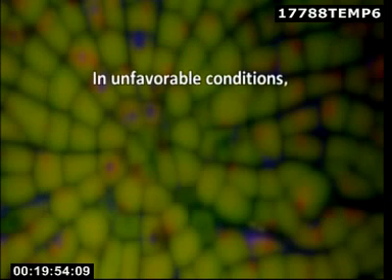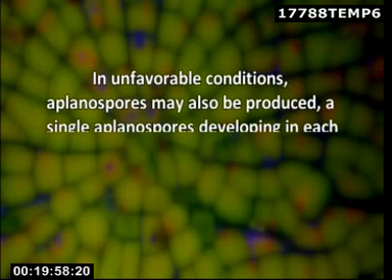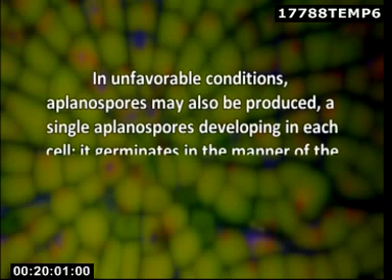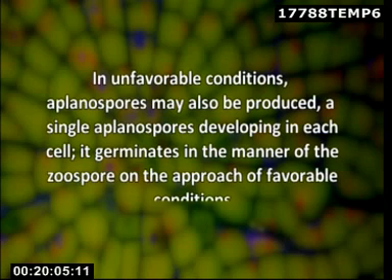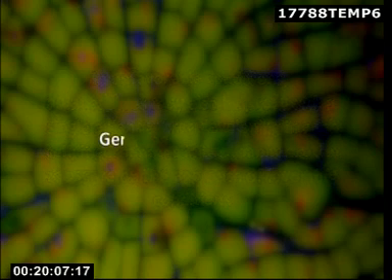In unfavorable conditions, aplanospores may also be produced, a single aplanospore developing in each cell. However, it germinates in the same manner as zoospores on the approach of favorable conditions.